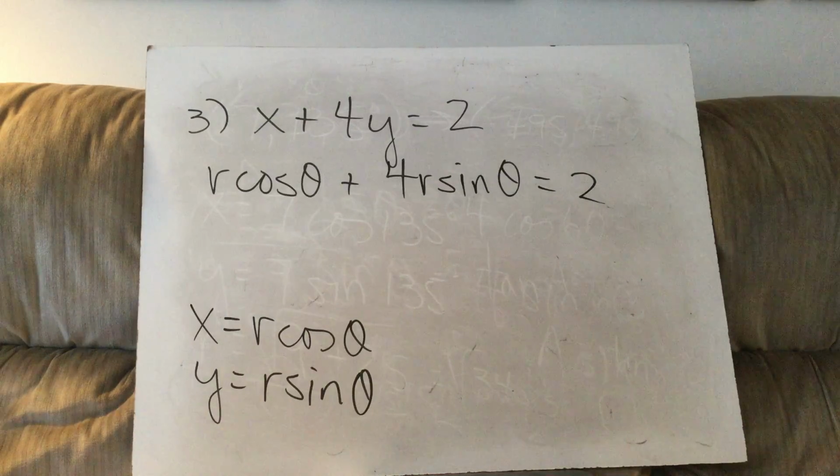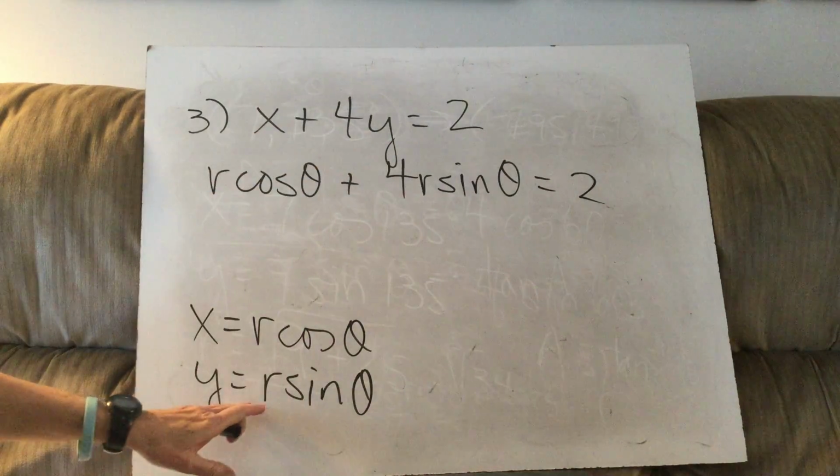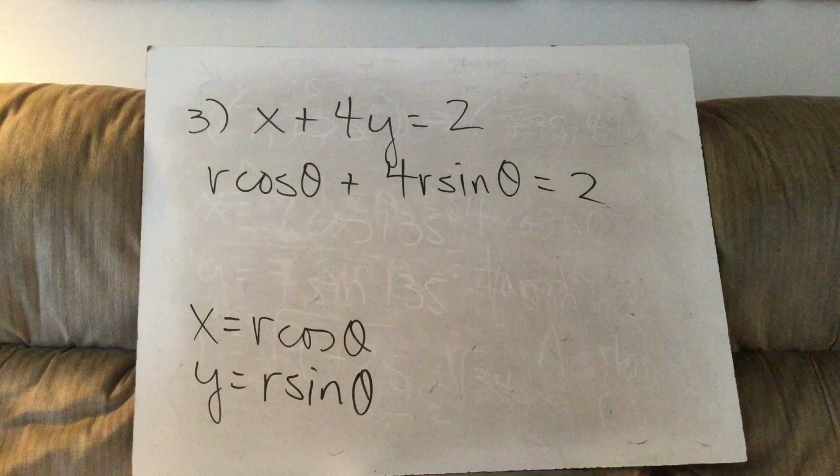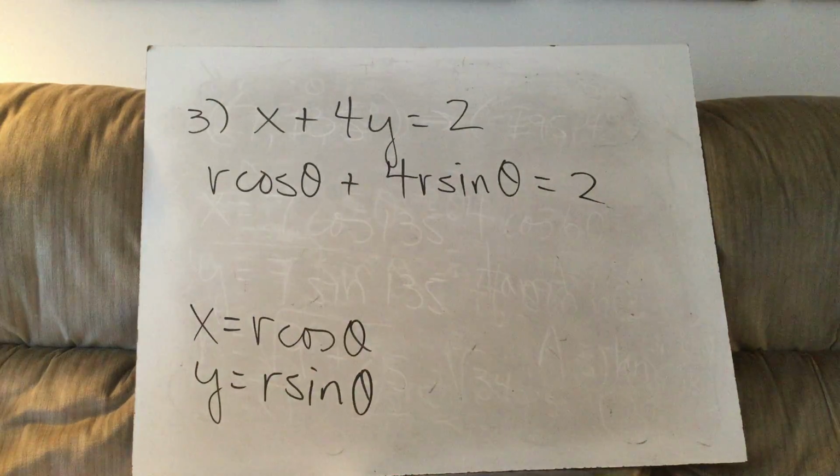That is all that you have to do. Substitute in r cosine theta for x. Substitute in r sine theta for y. Now you have an equation whose only variables are r and theta.